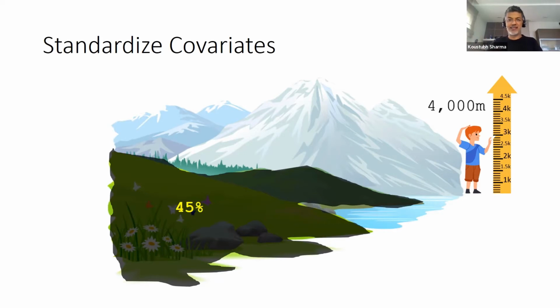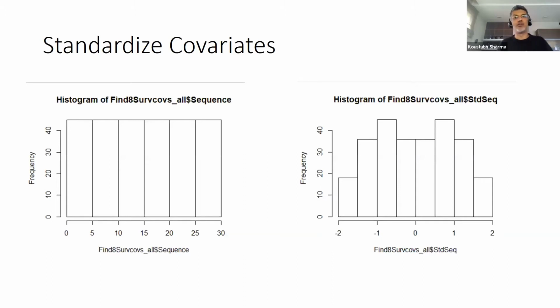Here in this case, let's say the height was 4,000 meters and the proportion of the sampling unit as a pasture was 45%. To make comparisons becomes difficult. So what we generally do is use a practice to standardize. How do we do that? I'll talk about it in a second. But basically, even if you have just one variable, it's usually a good practice to standardize, because it normalizes the distribution of your data.